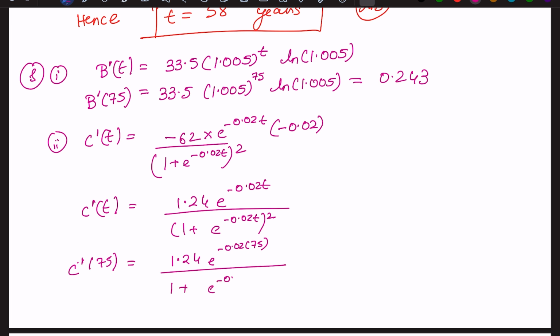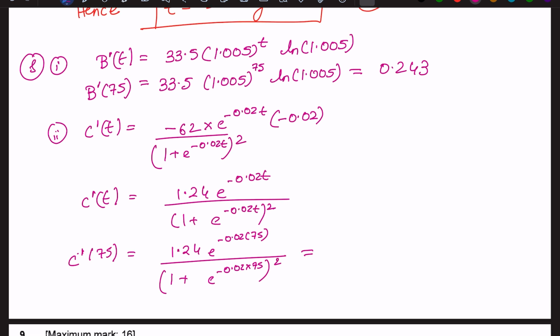e to the power minus 0.02 times 75 whole squared. Now if we put it in a calculator, that will be 1.24 e to the power minus 1.5 over 1 plus e to the power minus 1.5 whole squared. This will give us 0.185. Okay, so that is c prime of 75.